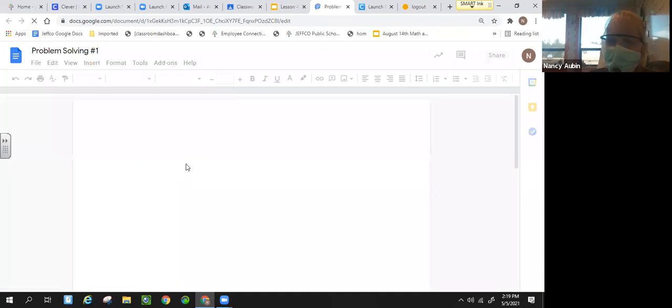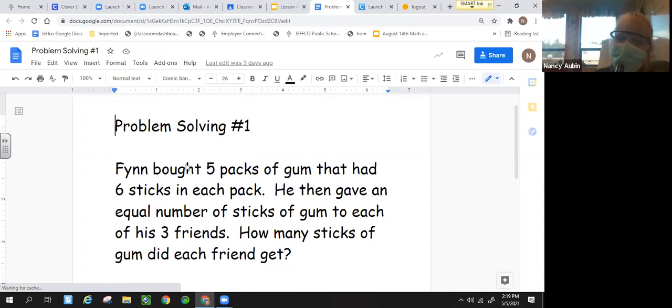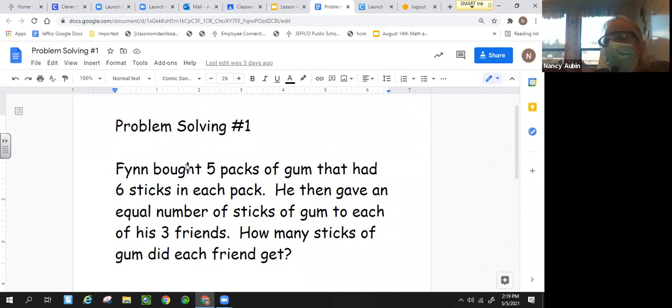All right, so we are gonna start today with something called an entrance ticket. This is problem solving number one. Instead of doing this on your board, my kids in person are going to get a piece of paper. So put your lids away on your markers for now. You're still going to need them. This is the problem.